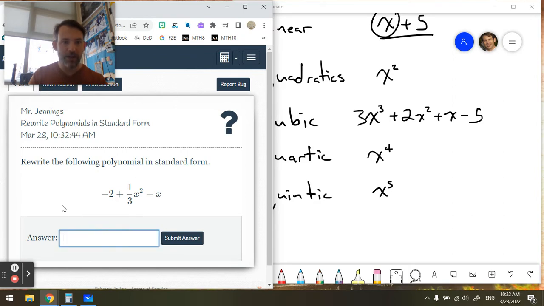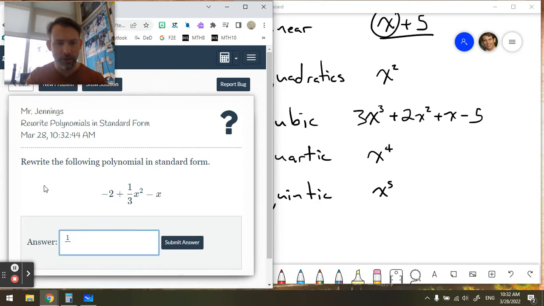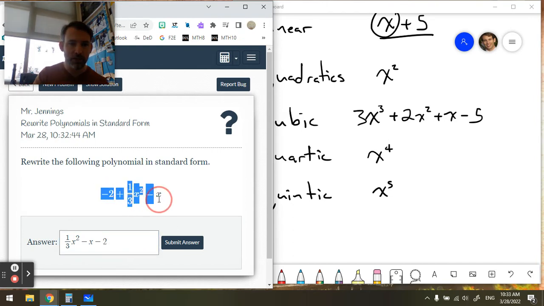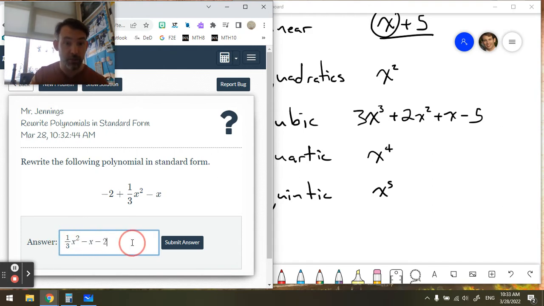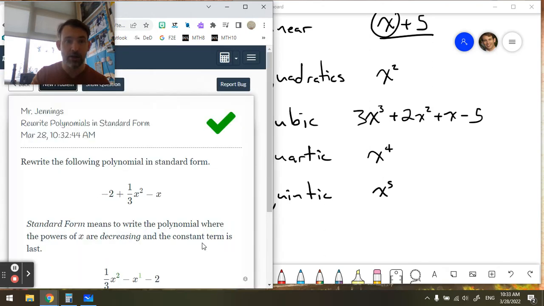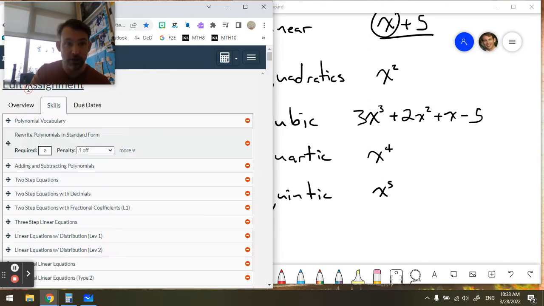New problem. Here, I don't know if I'm allowed to write 1 over 3 multiplied by x squared. Maybe it wants me to do x squared on top, like x squared divided by 3, which would be the same thing. But let's try it this way. Minus x minus 2. Notice I've just taken these terms and rearranged them into descending order of exponents. The signs always follow the numbers, so minus 2 is minus 2 at the back. Let's say submit answer, enter, and it likes that just fine. Okay, so that's all you need to do for those.